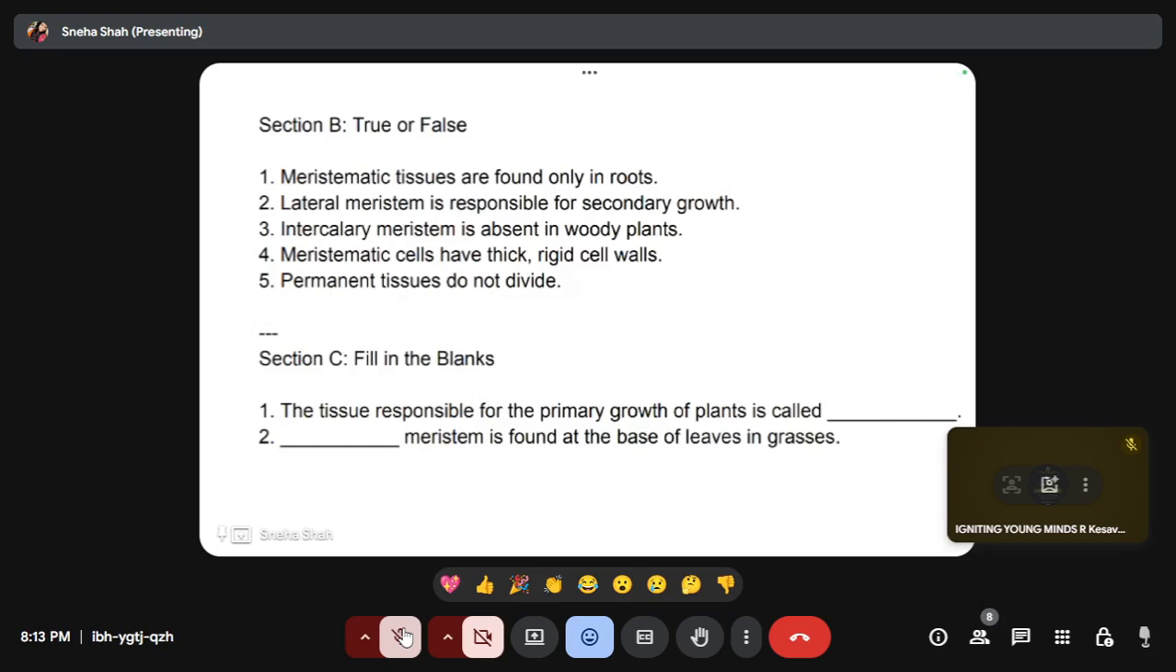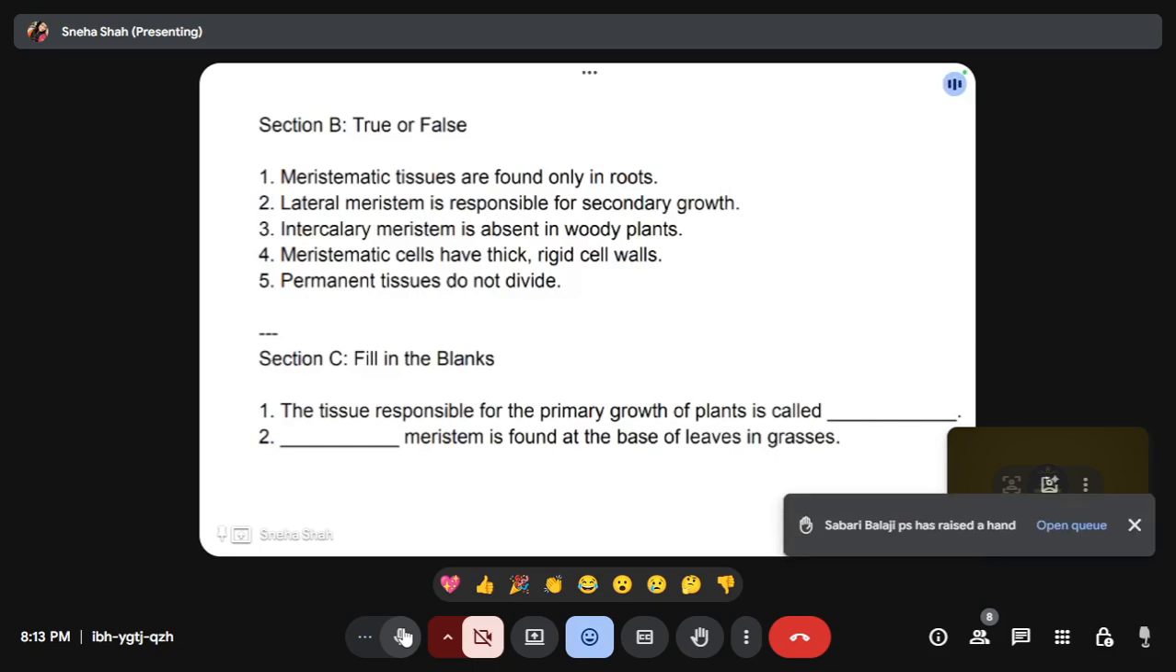Okay. The last one, permanent tissues do not divide. True. True, like I said, they are permanent, they cannot divide further. But if the question is permanent tissues are dead, then it is false because not all permanent tissues are dead. Okay.